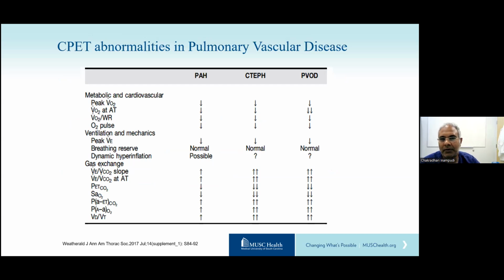Now, this is a slide that puts together all the CPET abnormalities in patients with pulmonary vascular disease. Now, you could see here in the PAH world, you could see the decrease in peak VO2, and again, the number is less than 10.4, and VO2 at AT, the VO2 to work rate ratio being less than 10 ml per minute. And the O2 pulse is also decreased in PAH patients. Their VE/VCO2 slope is elevated, and with very high slopes, we need to check for coexisting chronic thromboembolic PH. And very high slopes greater than 55 are indicative of poor prognosis in patients with pulmonary hypertension.